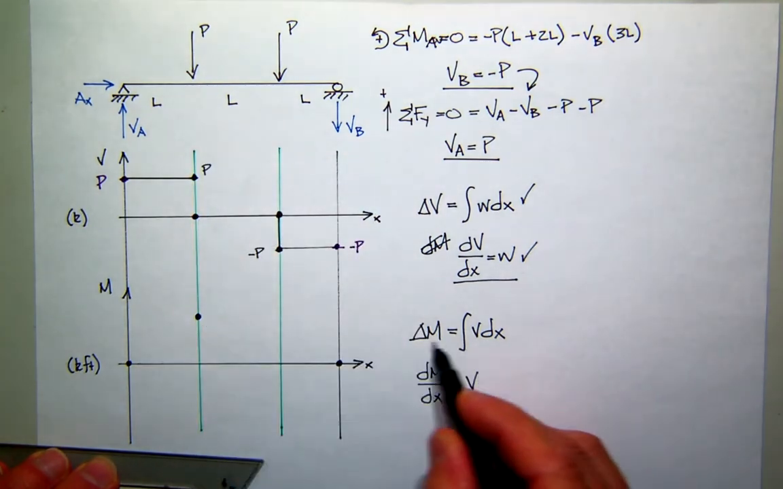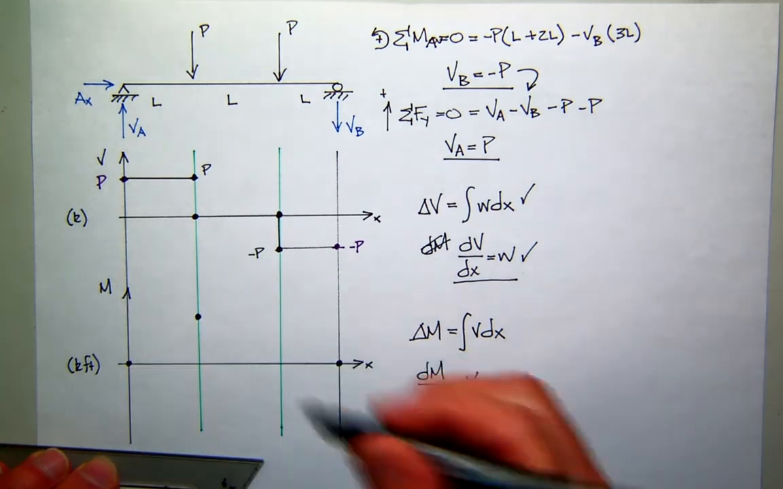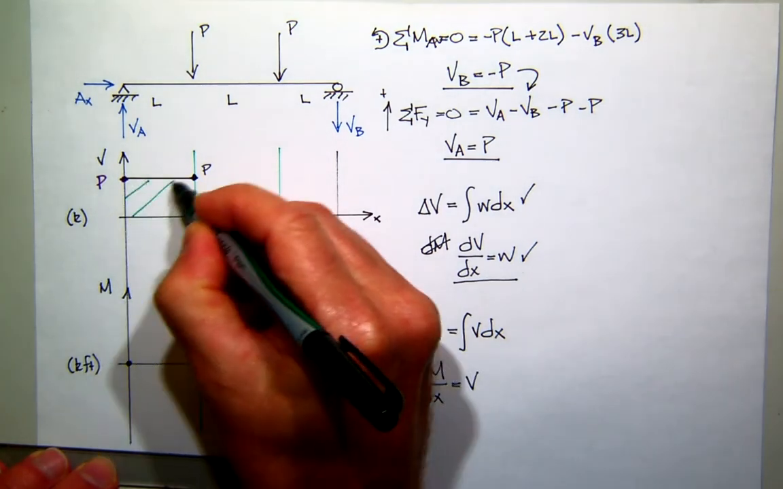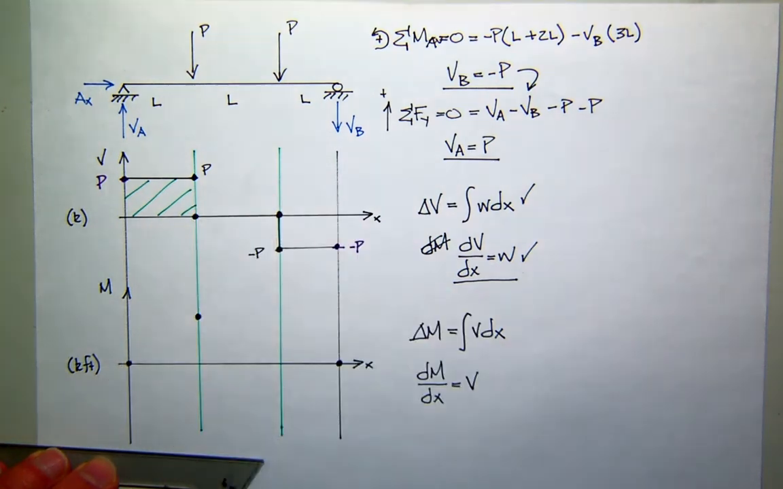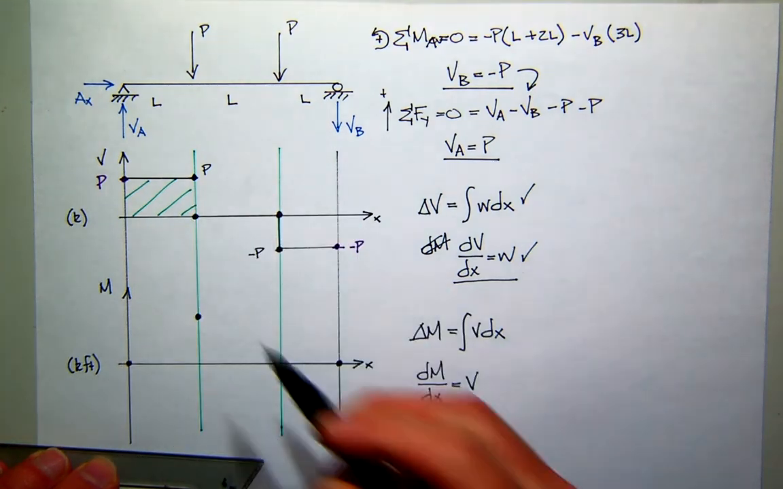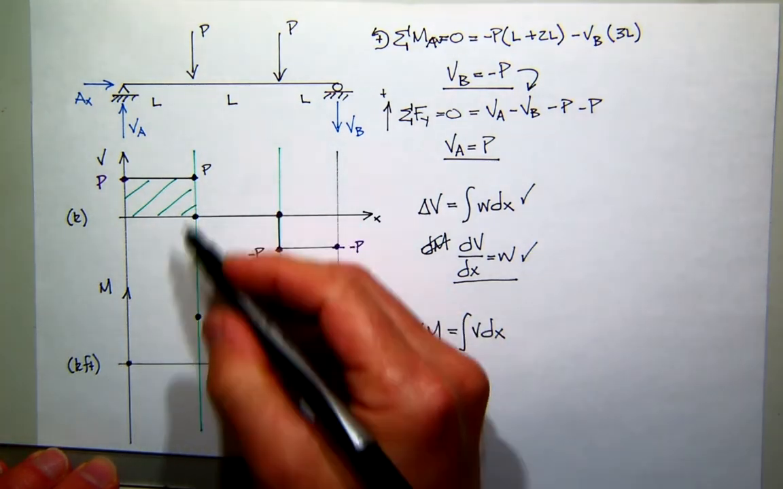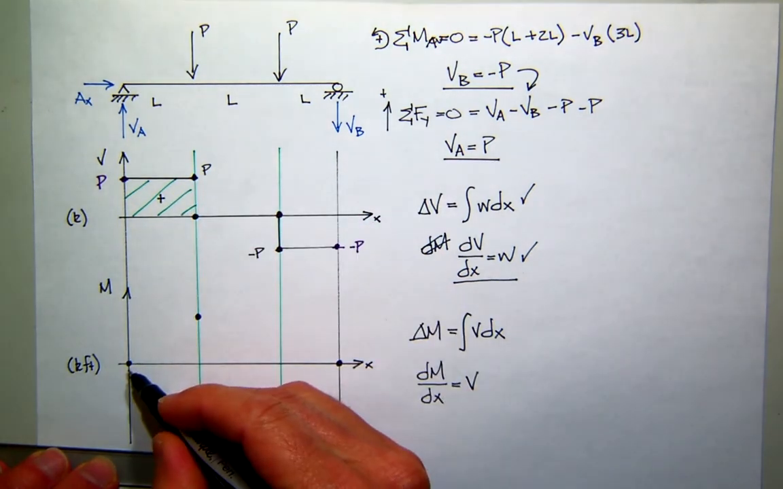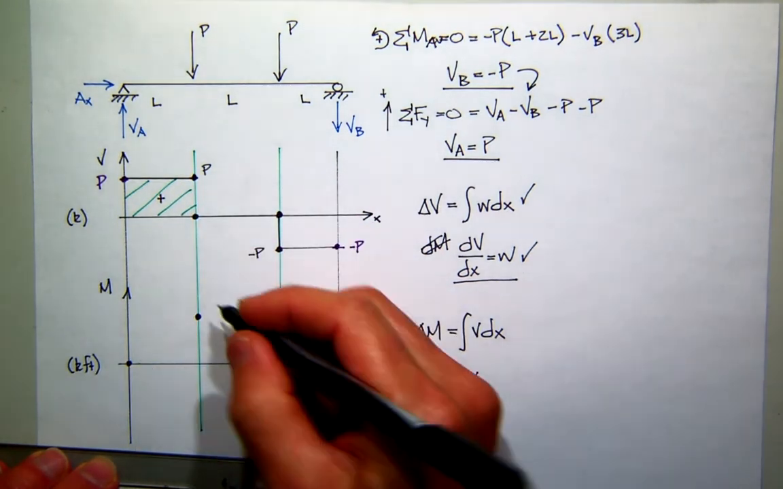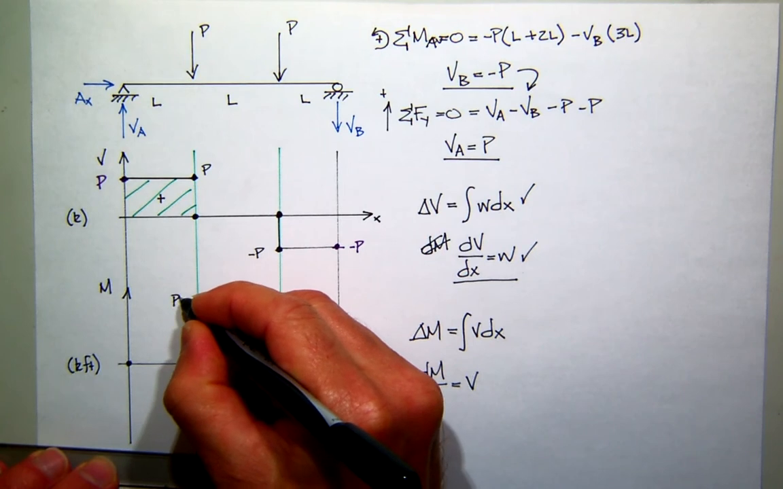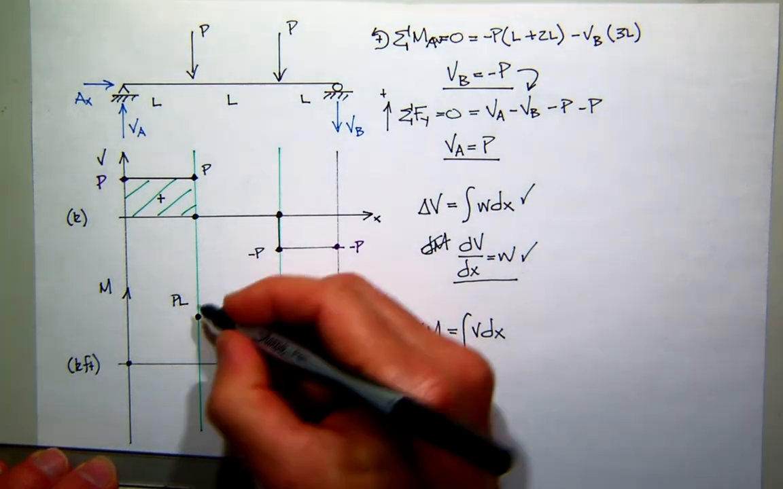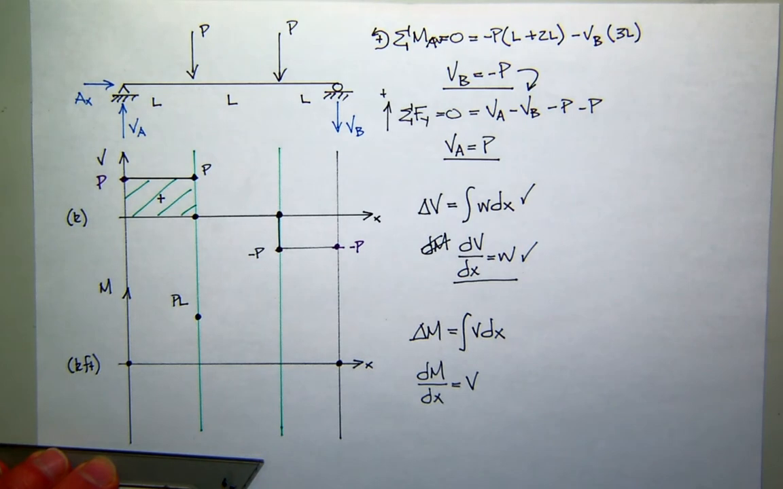Well, the change in moment is the area under the curve, right? So I come up here and I get the area under this part of the curve. What is that area? Base times height, right? So that would be PL, and that's positive, right? So if I start at 0 and I add PL to it, what do I get? PL. So there's my moment right there, P times L.